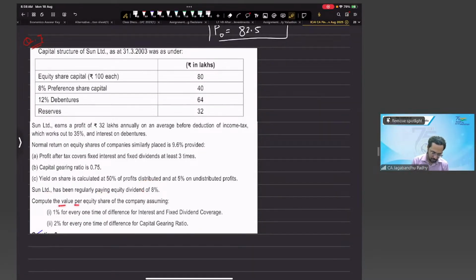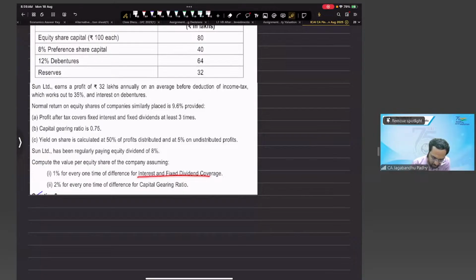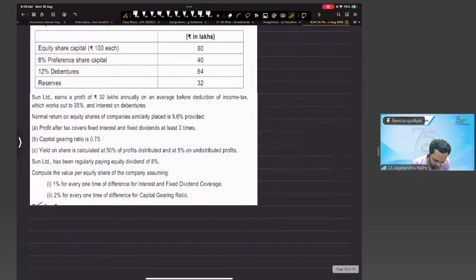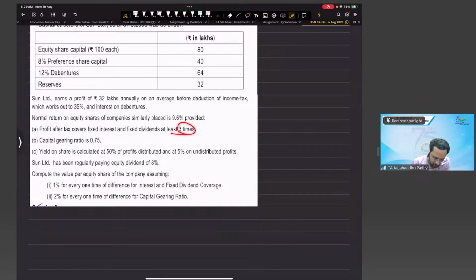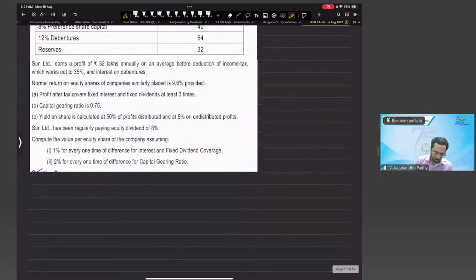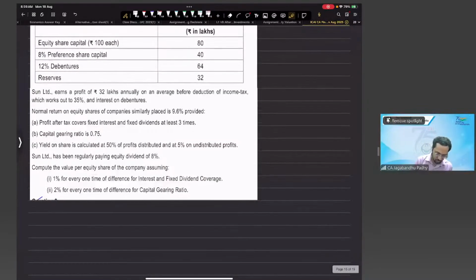You have to compute the value per equity share of the company, assuming 1% for every one-time difference in interest and fixed dividend coverage ratio. So if this coverage ratio, stated to be 3 times, is breached, for every one-time difference, 1% is an extra premium that you add. In the same way, for the capital gearing ratio, for every one-time difference, you need to add 2%. And we have to compute the value of the equity share.